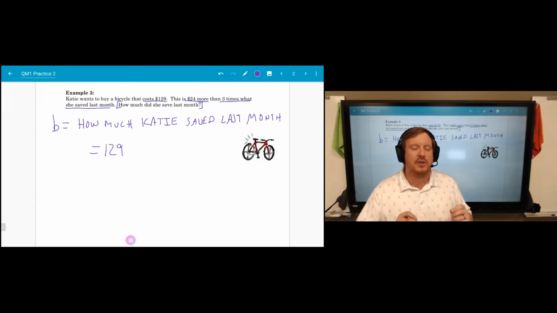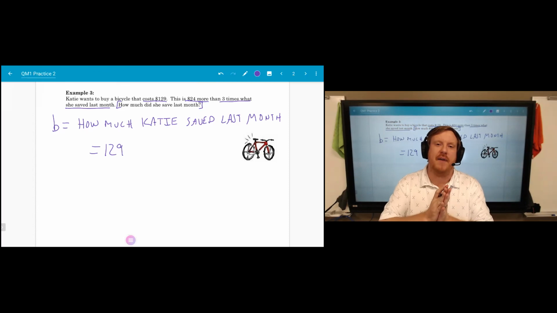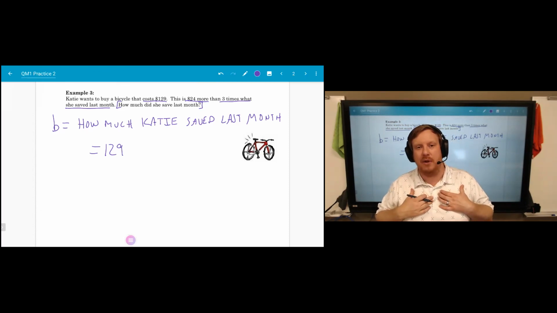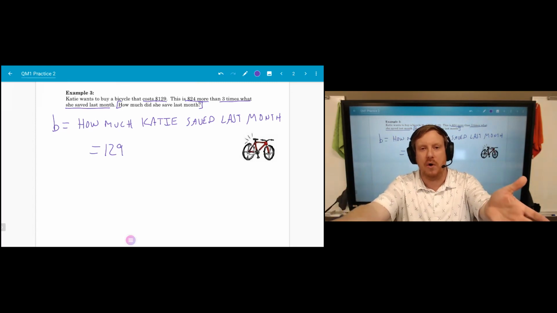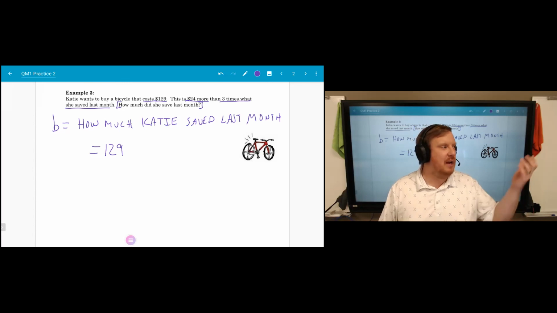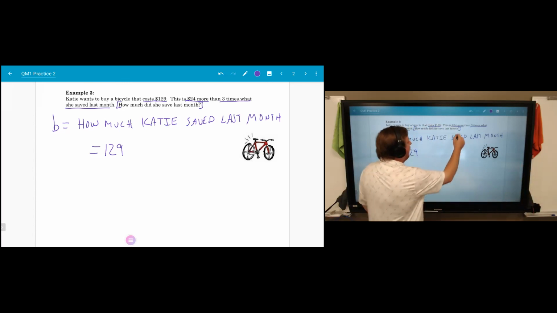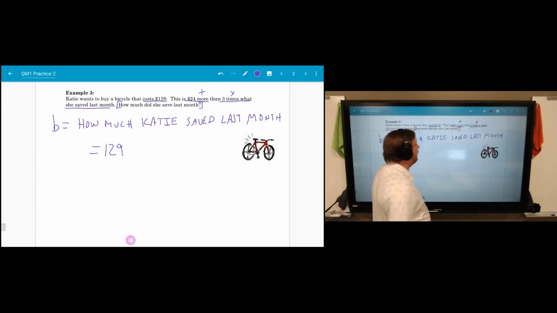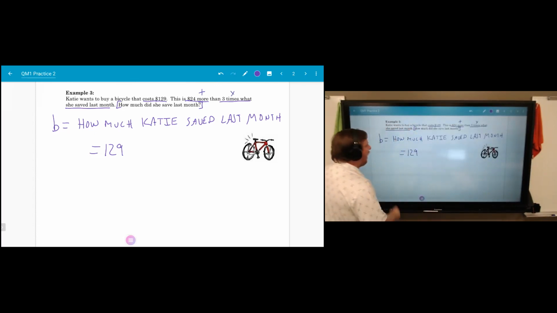Okay, $24 more. If I have more than something, let's say I had 1 apple and you had 24 more apples than I did, you would have 25 apples. How would you get from 1 to 25? You add. More than indicates addition. 3 times indicates multiplication. So I've got 24 more than 3 times what she saved last month.